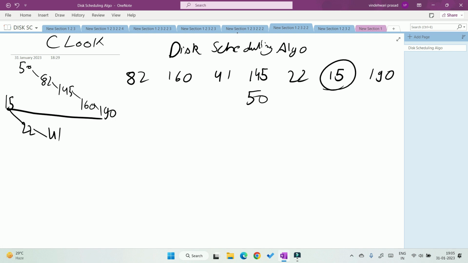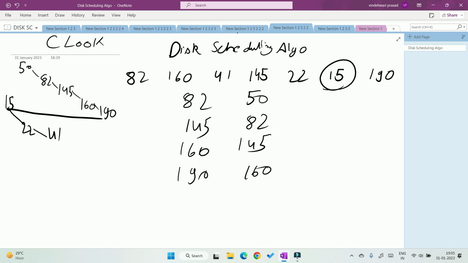So it will be 50, 82. At 82, you move to 145. At 145, you move to 160. At 160, you move to 190. At 190, you move to 15. At 15, you move to 22. At 22, you move to 41.